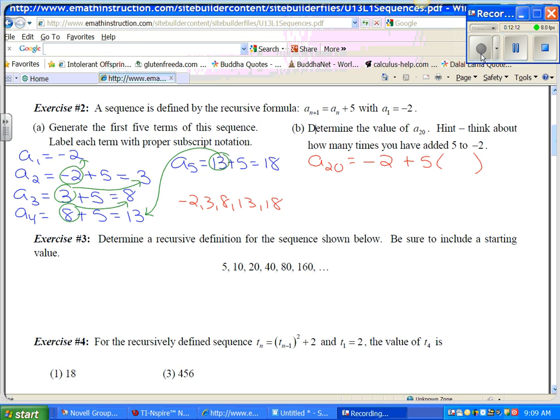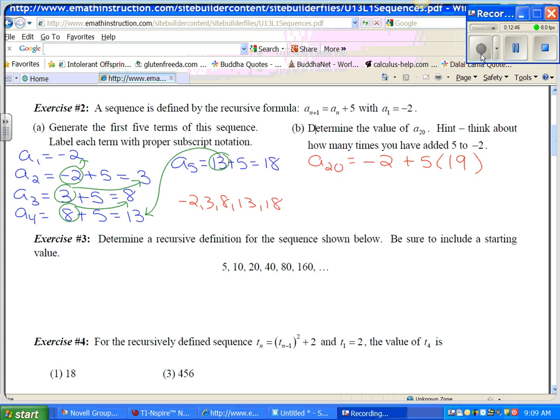Okay, now I want you to think about this before I write that 20 down. If I put in 20, I already have my starting value, -2. That's a sub 1, right? Do I want to tack on 20 more 5s? How many do I want to tack on? 19 more 5s, right? I'm adding 5 every single time. How many 5s do I have to add to -2 to get my 20th term? I got to add 19 more 5s, right? I have to add 5, 19 more times to get my 20th term, okay?